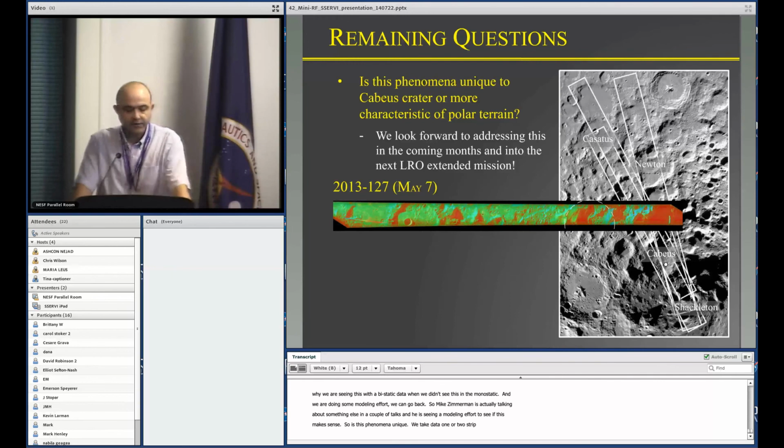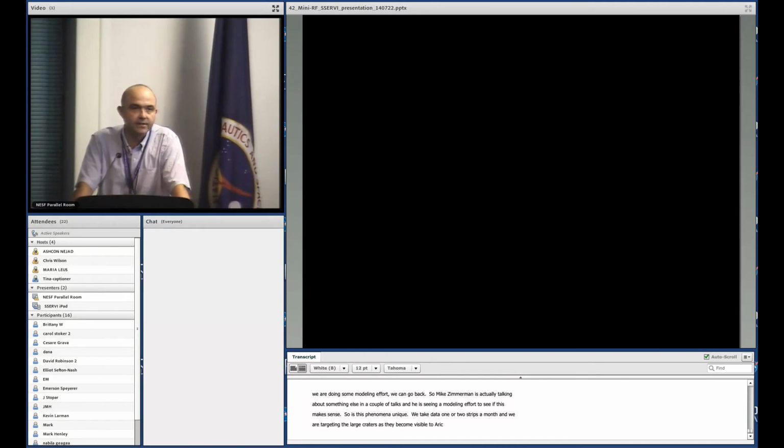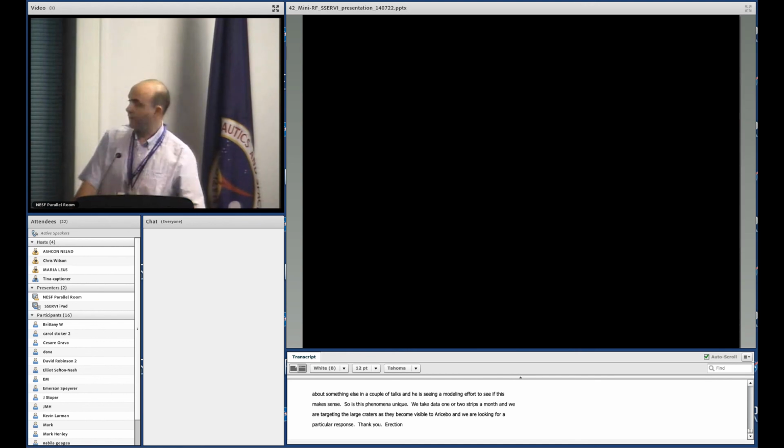So, is this phenomenon unique to Cabeus crater or more characteristic of polar terrain? We continue to take data, about 1 or 2 strips a month, and we're targeting all the interesting large craters as they become visible to Arecibo in a good way, and hopefully we're looking for a similar kind of response. Thank you.